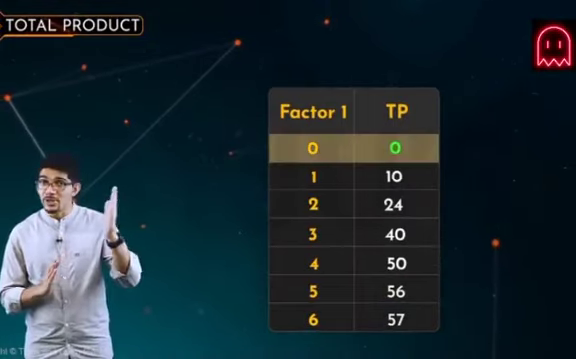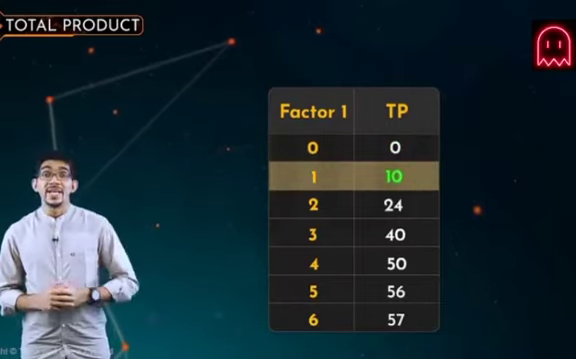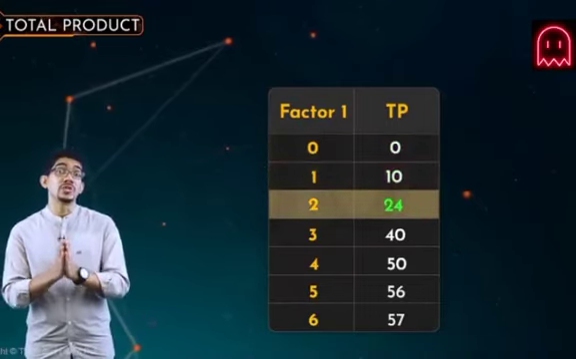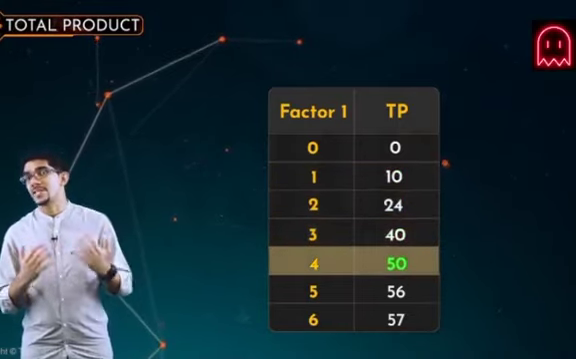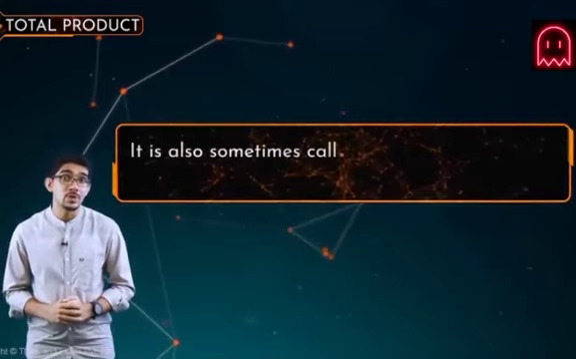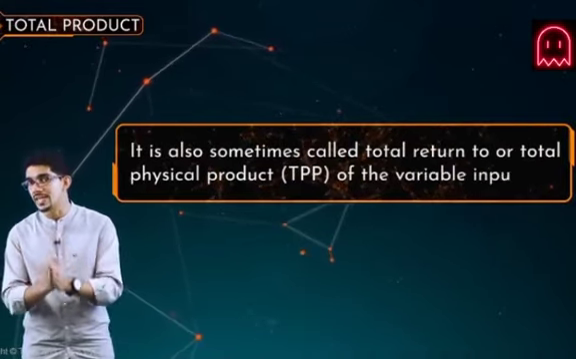At x1 equal to 0, the TP is 0. At x1 equal to 1, TP is 10. At x1 equal to 2, TP is 24 units of output and so on, right? This is the TP schedule for factor 1. It is also sometimes called total return to or total physical product of the variable input.